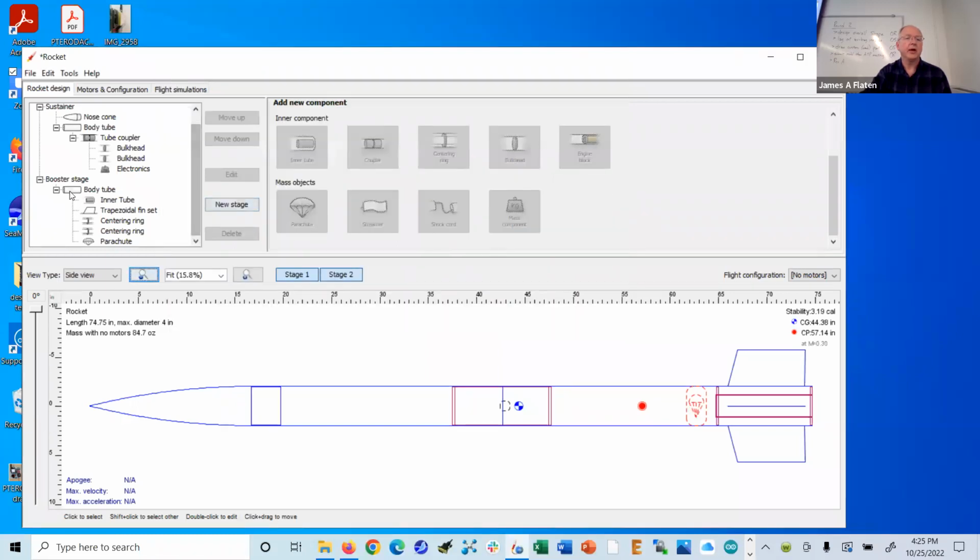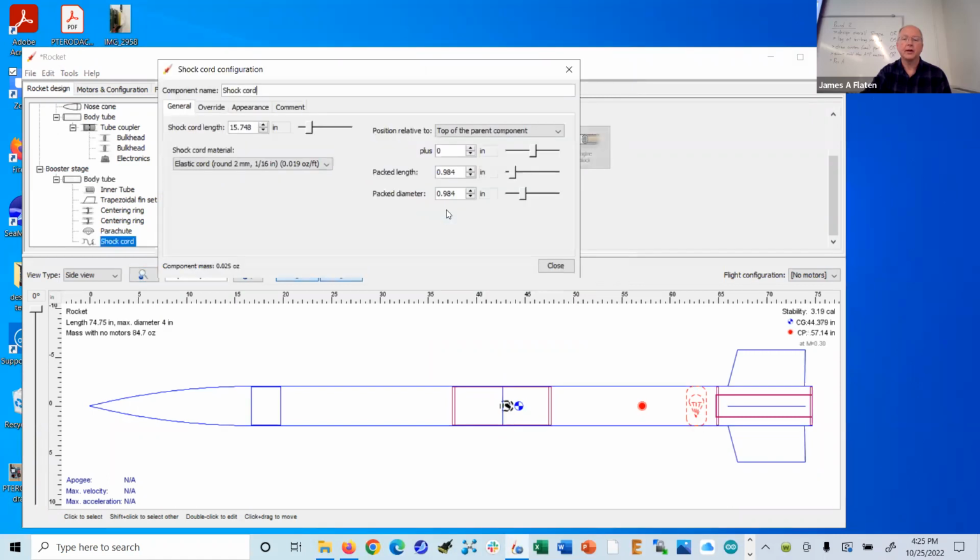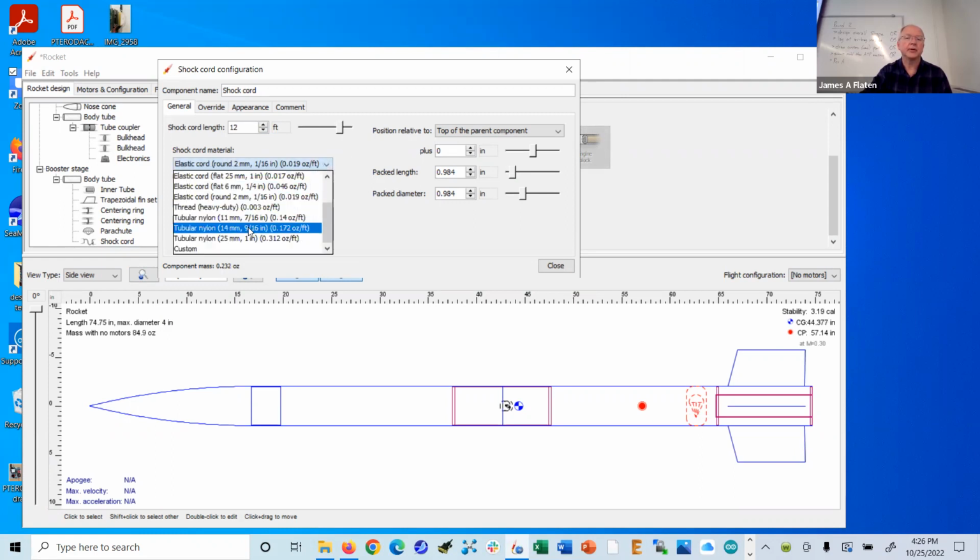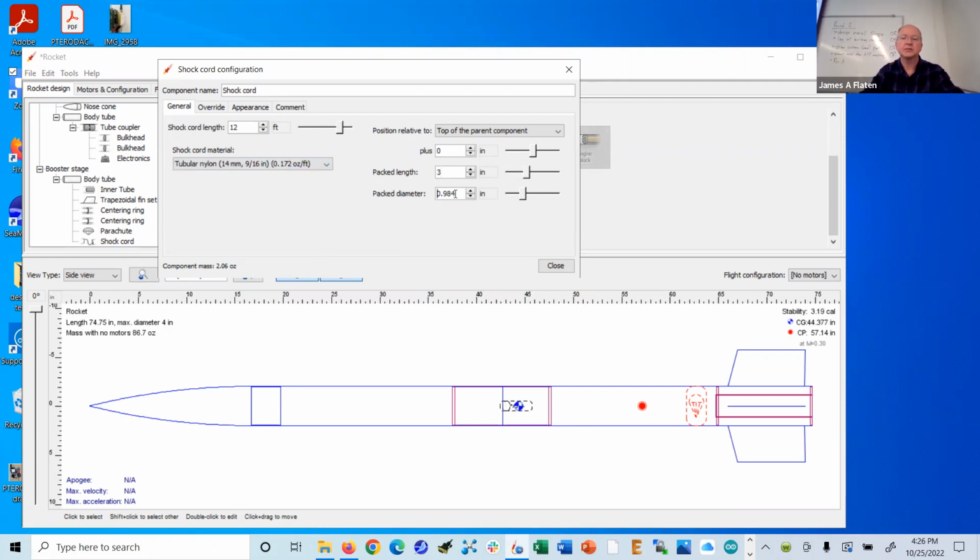While I'm down here, let me go ahead and put some shock cord in as well. So let's say that I have maybe 12 feet of shock cord. And let's say the shock cord is tubular nylon, maybe 14 millimeter tubular nylon. And let's say that it packs down to about 3 inches long and about 4 inches wide. I'm sort of making these up, but these are not impossible numbers. And of course, the shock cord also needs to be down close to the parachute. So I'll just put the shock cord right on top of the parachute. So both of those are pretty much deep in the lower section.